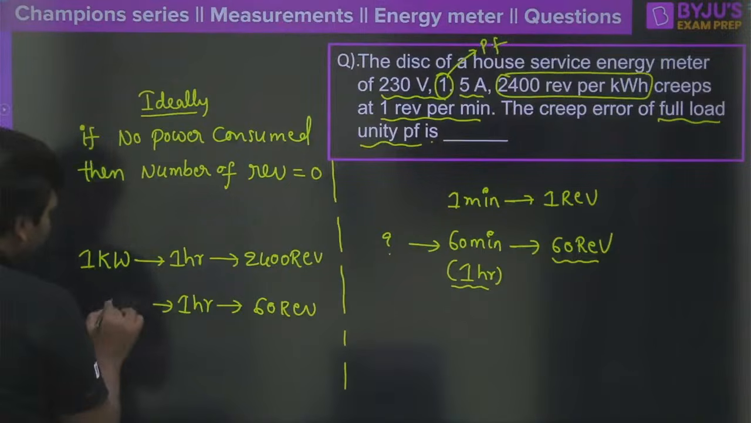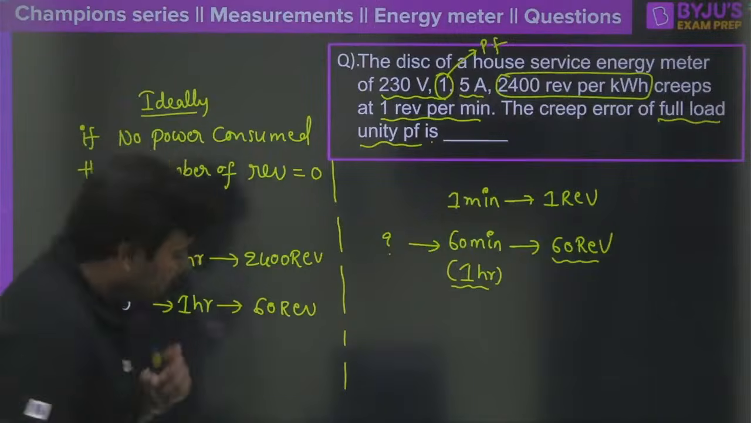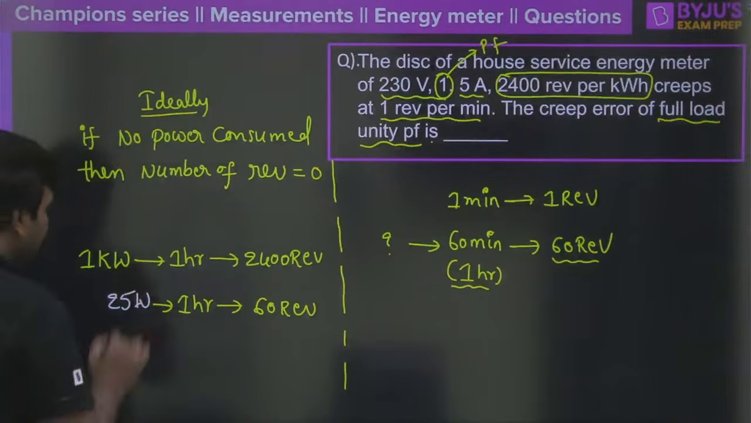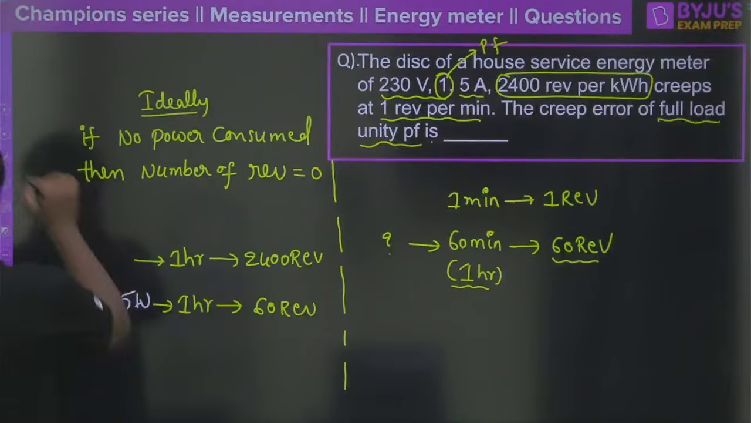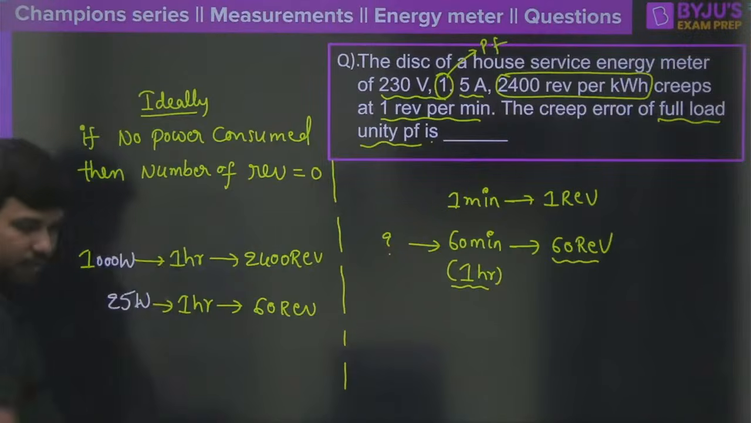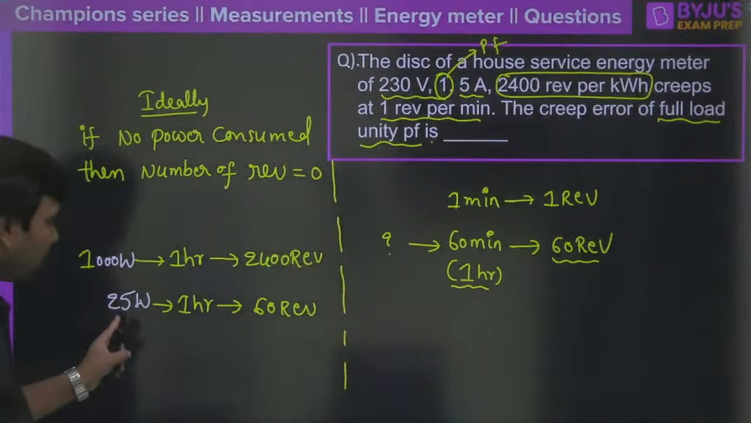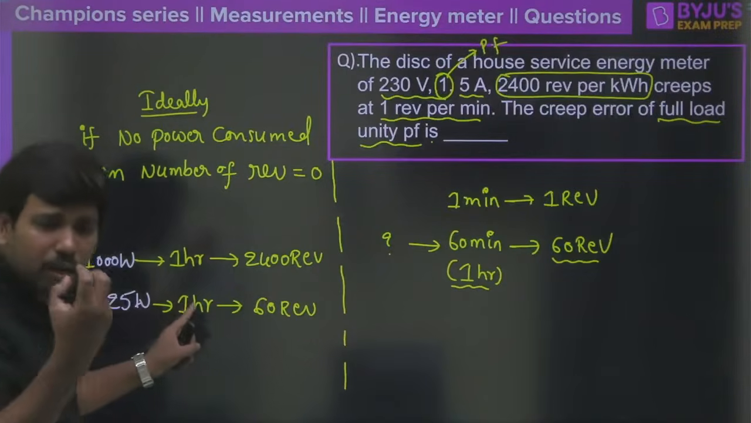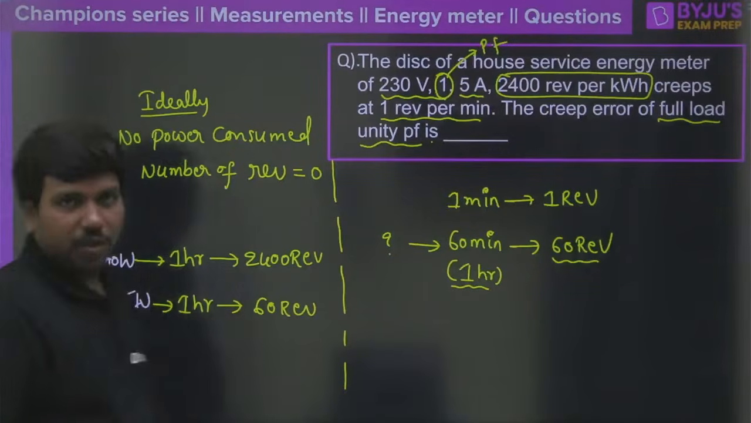So this is going to be only 25. Clear? It is only 25 watt. It is not kilowatt, it is 25 watt. In fact, this is going to be 1000 watt here. Correct? 1 kilowatt is nothing but 1000 watt. Right? So it means it is actually consuming 25 watt, a low power during the creeping, and it is making 60 revolutions.